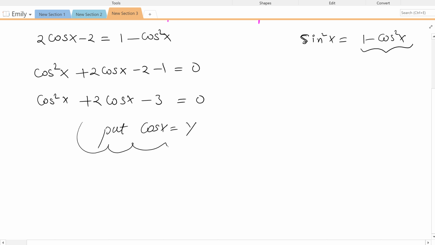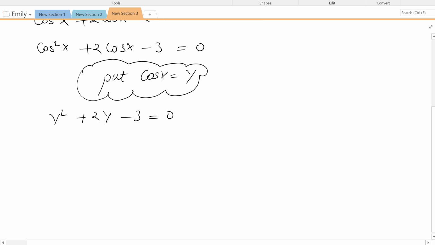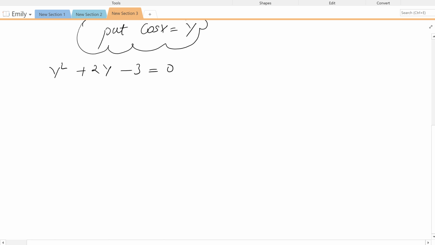By doing that substitution, your equation turns into this form, which looks pretty simple and easy. We call it a quadratic equation. The maximum power is 2, so we call it degree 2. In degree 2 equations, we can use the quadratic formula, or we can do factorization.